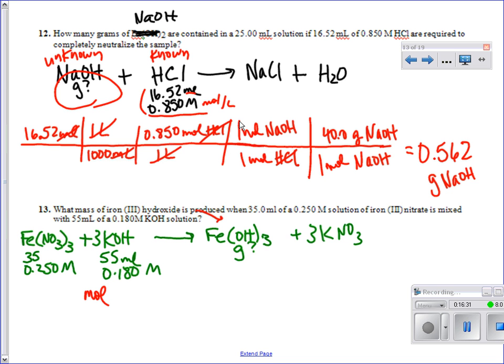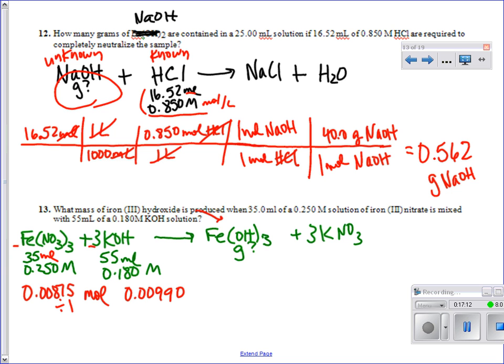Moles of each. So this is, again, where you're going to get quick. You're going to quickly remember that to get moles from volume and molarity, you multiply them. Molarity is equal to moles over liters. So 0.250 times 0.035 is what? Okay. And this one is 0.055 times 0.180. 990. Okay. Now to figure out which one runs out, for every one of these we need 3 of these.